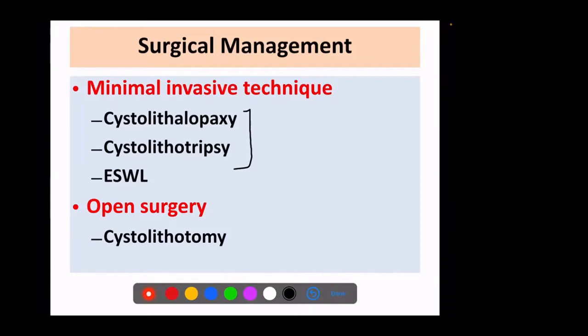ESWL is extracorporeal shockwave lithotripsy. We follow the same principle as in the kidney stone. The shockwave is produced outside the body and passed into the bladder and breaks the stone into fragments. And if the stone is very, very large, and if the stone is associated with other pathology like BPH, then we have to go for an open surgery, that is open cystolithotomy. Okay, cystolithotomy. Cysto means bladder, litho means stone, tomy means to cut. Cut the bladder to remove the stone. Cystolithotomy. Let's see the options one by one.